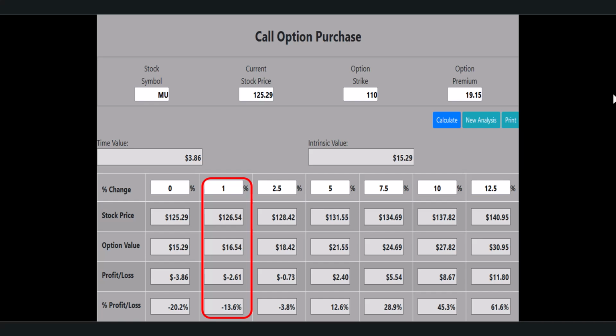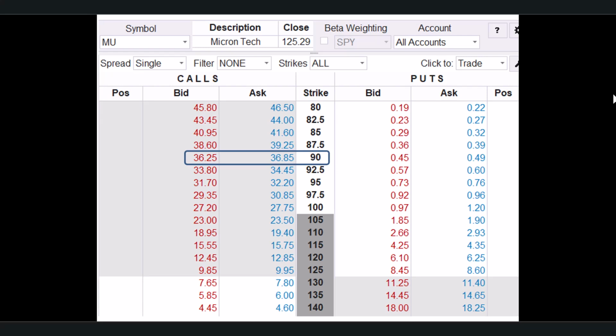Now let's take a look at buying the 110 strike call to see if it qualifies for the 1% rule. Here's the call option calculator picture for the 110 call. According to the 1% rule, we want the call to at least break even if the stock price is up 1%. The calculator picture shows that if the MU stock price is up 1%, the 110 call will lose 13.6% of its value. We want that to be break even or better, so the 110 call does not meet our requirements. Let's see if the 90 call will work.